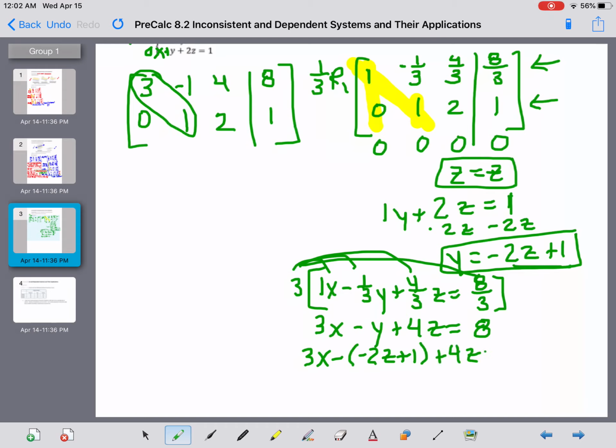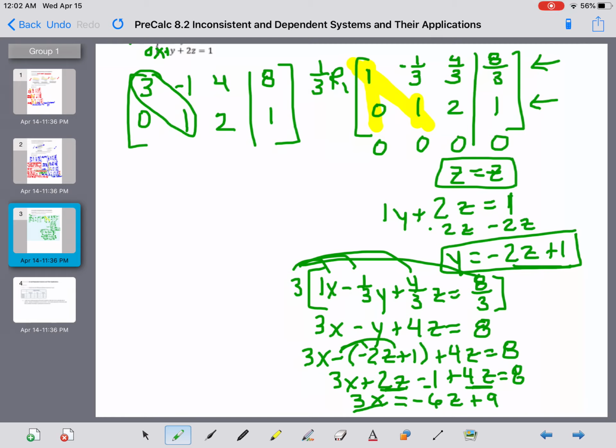And doing some simplification, don't forget to distribute this negative through, so 3x plus 2z minus 1 plus 4z equals 8. All right, I get 3x. I'm going to try to get everything on the other side here. I have a plus 2z plus 4z. That makes a plus 6z. Subtract it to the other side, I get negative 6z. Add this 1 to the other side, I get plus 9. My x is almost by itself. I need to divide by 3. Everything divides by 3. And x is going to equal negative 2z plus 3.